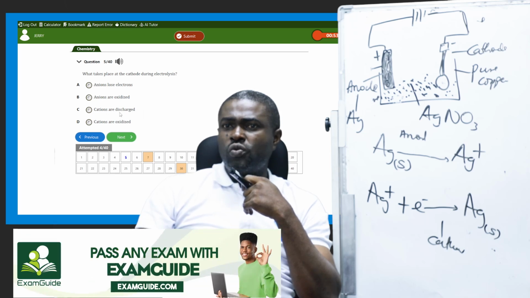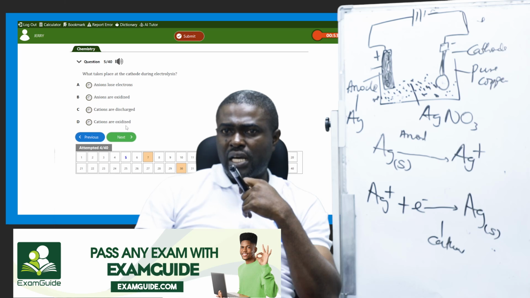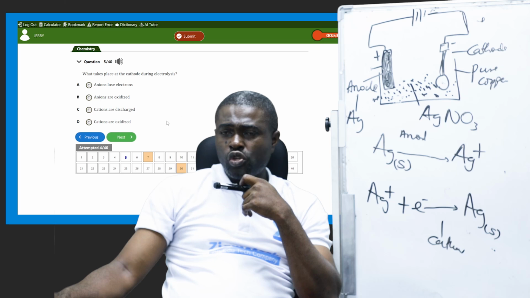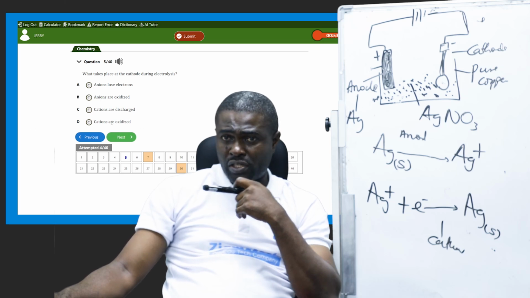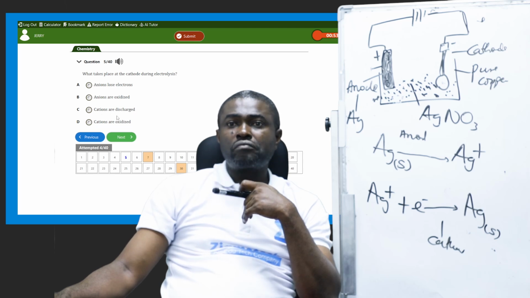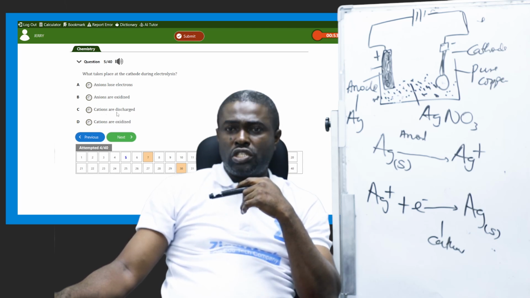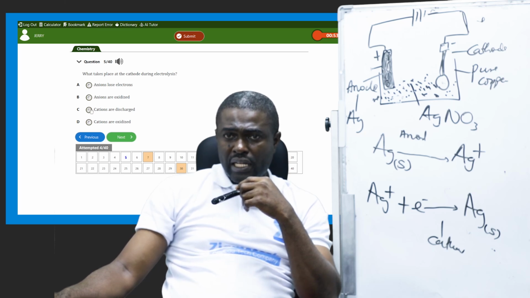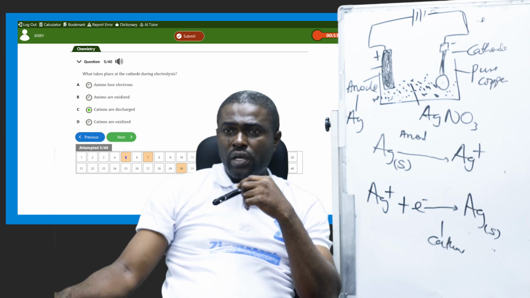Yes, cations will go there, pick 2 electrons, and be discharged. Say cations are oxidized? No, cations will pick 2 electrons to become neutral copper. So moving from Cu2+ to neutral, that is reduced, not oxidized. So the correct answer there is cations are discharged. Cations are positive, moving to the negative electrode. That is the correct answer. That is C. Let's go to another question.